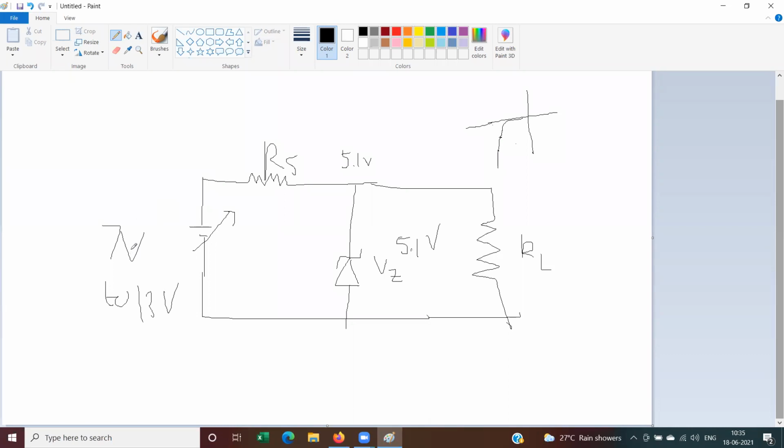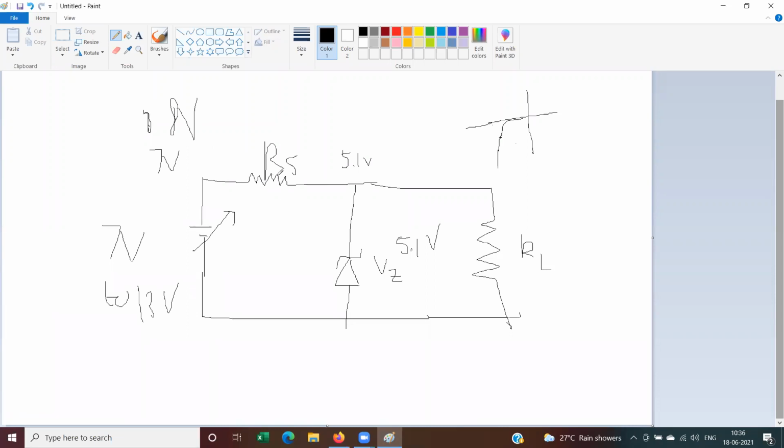This is 7 volt, it becomes 8 volt. But this is fixed at 5.1 volt. So whatever additional voltage is coming in the battery, that will drop across RS. If this voltage is 7 volt, and here the voltage is 5.1 volt, 1.9 volt will drop across RS, yes or no? Right? Now if this becomes 8 volt, and this is 5.1 volt, then 2.9 volt will drop across RS.